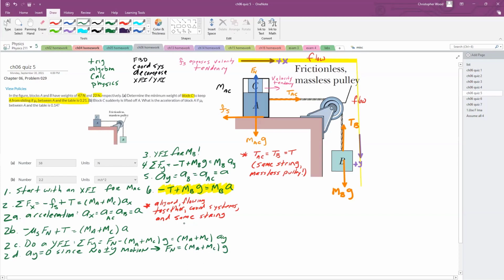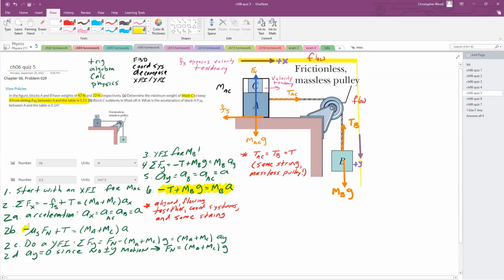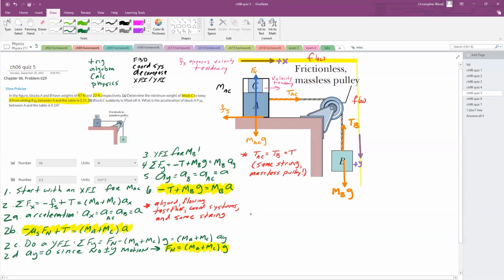Okay, so now that's it. I have this, my X force inventory for block AC. Fine, there it is. This is the Y force inventory for blocks A and C. And once again, this was the Y force inventory for block B. So from these equations, can you get the weight of C? Let's get the mass of C. I'm at number 7.